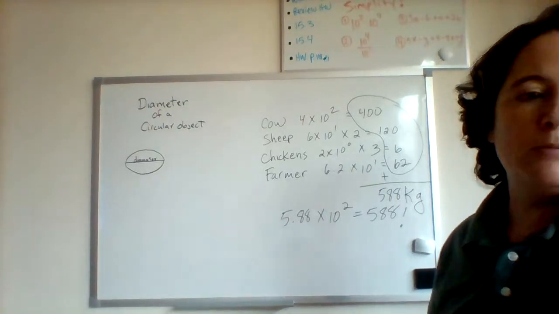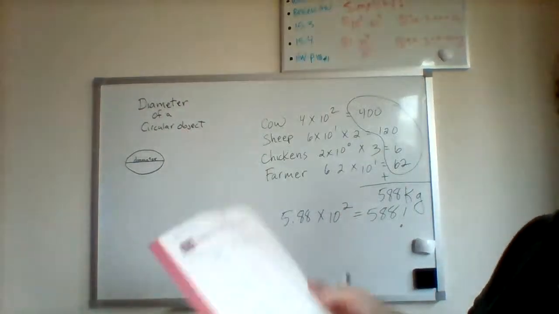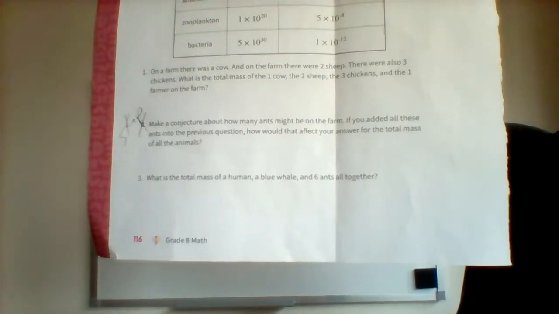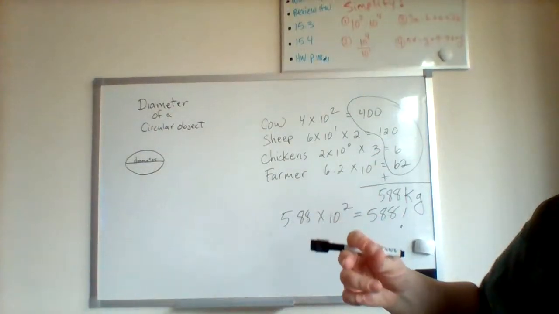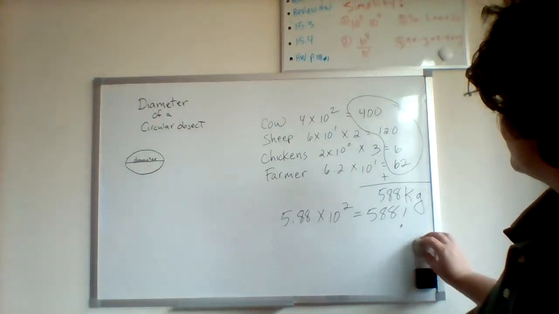Oh, we still have a little bit more time. So what was the next question? I told you that we were going to skip number 2. So that means that I need everybody on number 3. Number 3, this time, what are we adding? We're adding a human, a blue whale, and 6 ants.